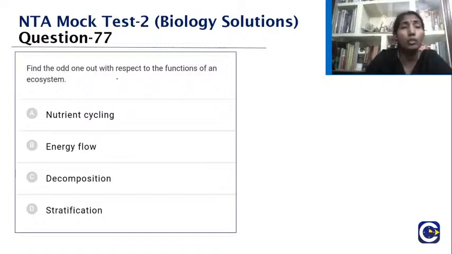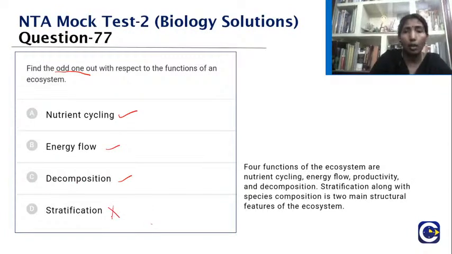Find the odd one out with respect to the functions of ecosystem: nutrient recycling, energy flow, decomposition and stratification. This is also a very direct question. So they are asking the odd one out. Nutrient cycling, energy flow and decomposition are components and parts and parcel of the ecosystem. So stratification is the odd one out, because stratification has to do with species composition, the two main structural features of the ecosystem. So we have vertical stratification, all that, no? So that is not going to be a part of ecosystem function.